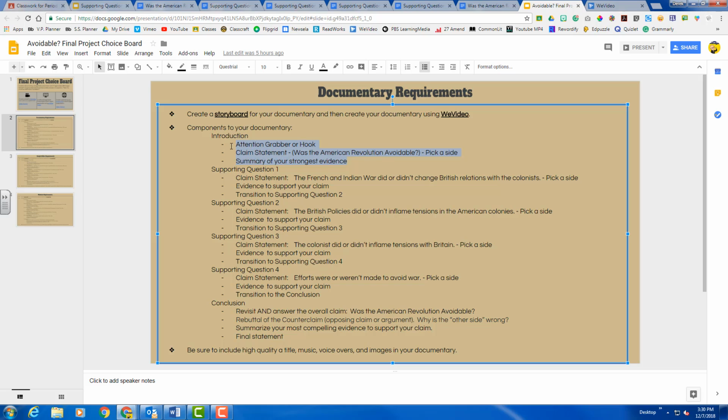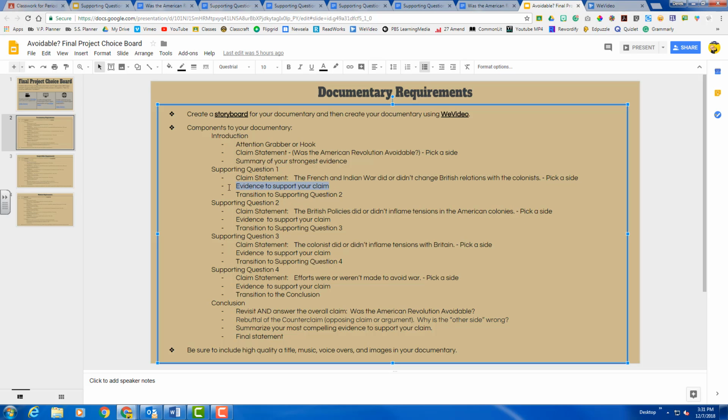So this is like your introduction, like an introductory paragraph. Then, whatever wording you want to use, you're going to go into the first supporting question 1. And again, in this supporting question 1, you should make your claim statement. You pick a side. Did or did not the French and Indian War change British relations with the colonists? So if you say did, you want to provide the evidence that supports that. If you say did not, then you want to provide all the evidence that supports that.